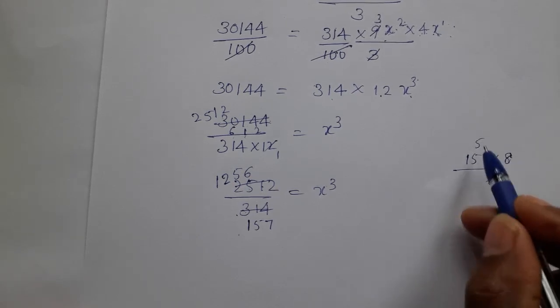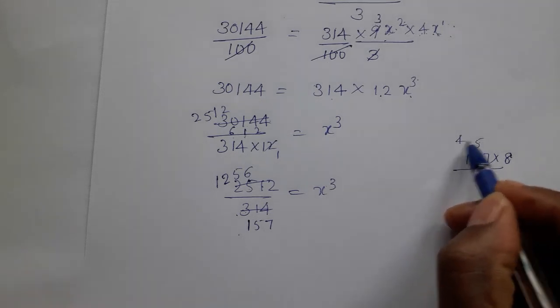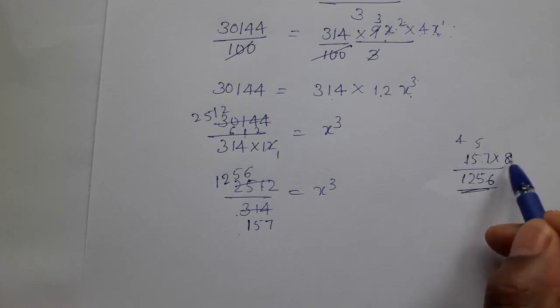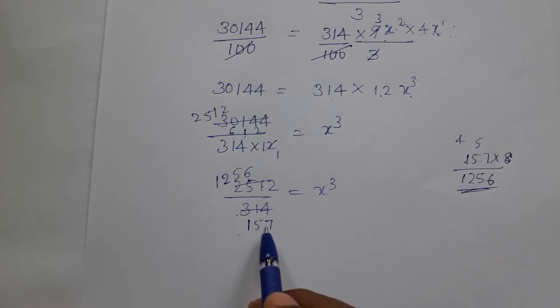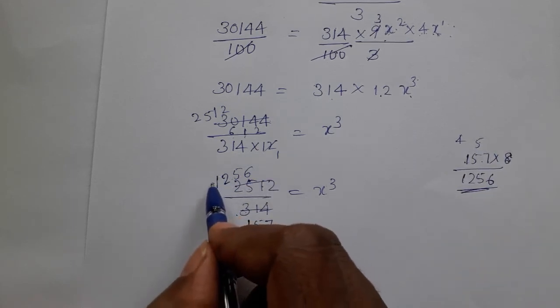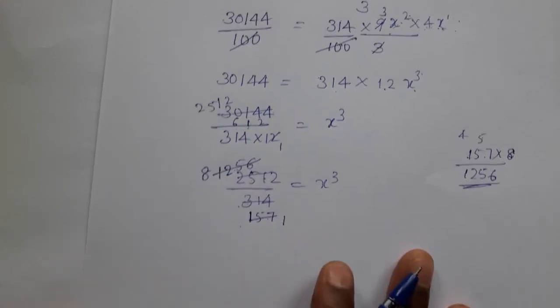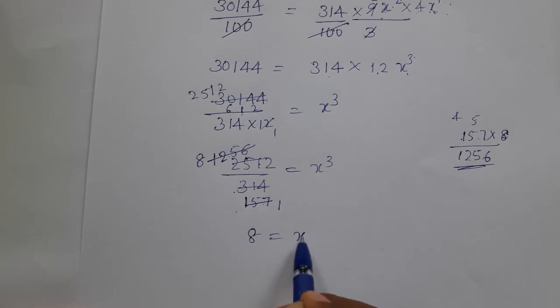8 fives are 40, 40 plus 5, 45, 4 carry. 8 ones are 8 plus 4, 12. Look at 157, 8 times we will get 1256. So we can write 157 ones are 157, 8 times 8 is equal to x cube.